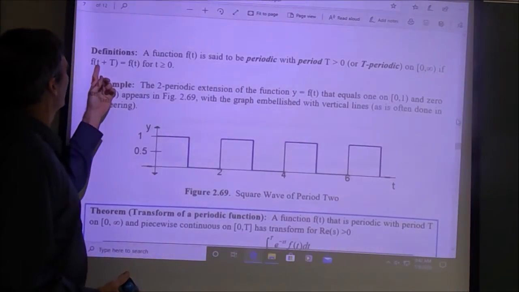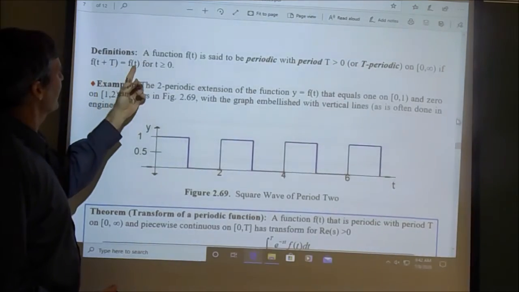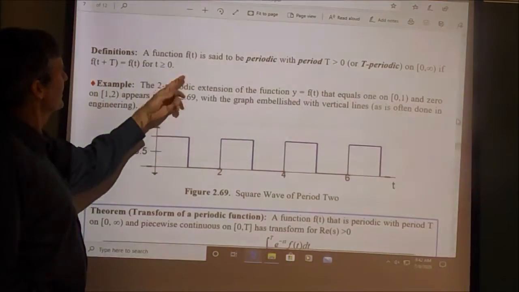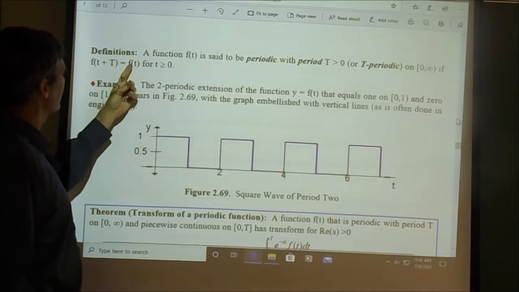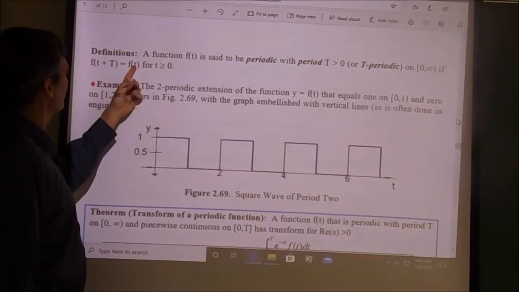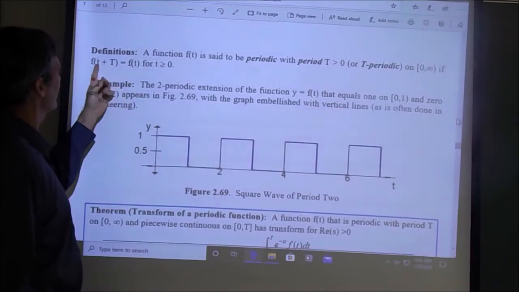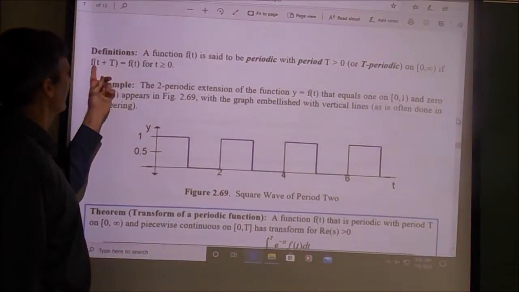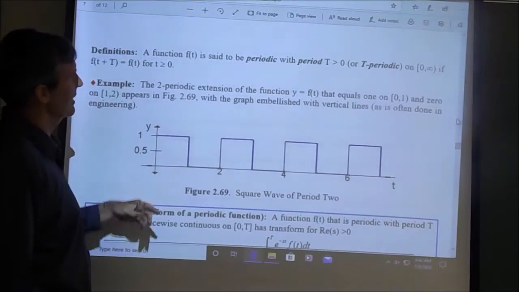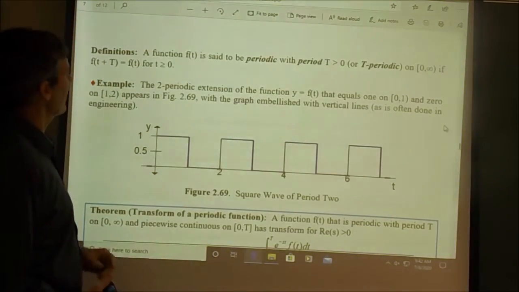If f of little t plus capital T equals f of t for all little t greater than or equal to 0. So this makes it repeat every capital T units, right? Because if it's some value at 0, then it's also 0 plus T, and that forces 2T and 4T and 6T to have the same value. So this repeats every capital T units.